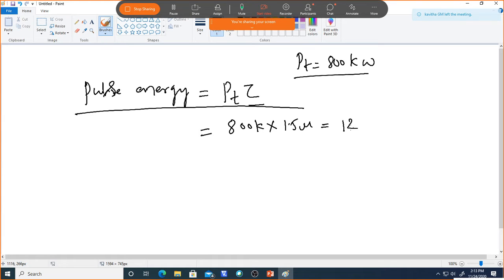800 into 10 power 3 into 1.5. So 15 into 120, 1200 into 10 power 3. So is it correct? 1.2 into 10 power 6.